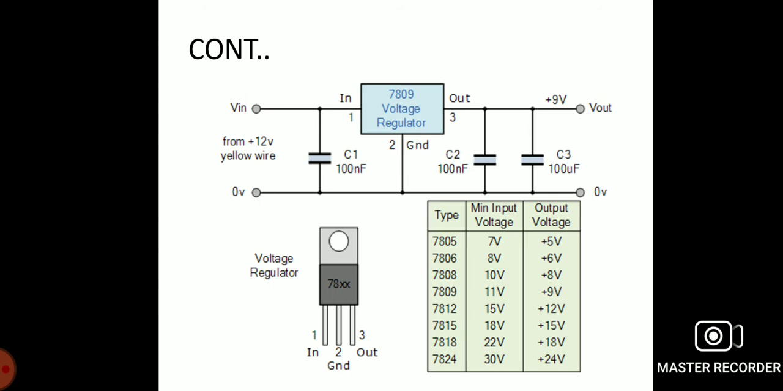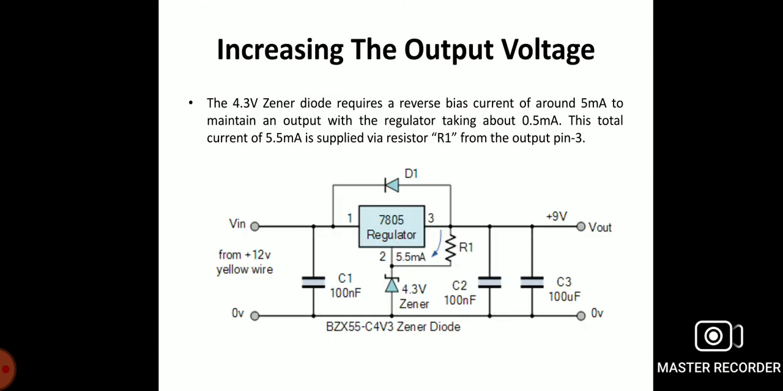Then by placing a small 4 volt Zener diode between pin number 2 of the regulator and ground, we can make the 7805, a 5 volt regulator, produce a 9 volt output in applications. Now we can see the increased output voltage.